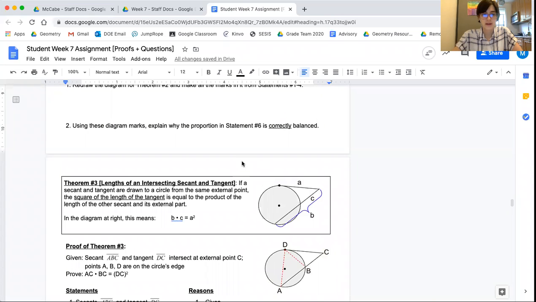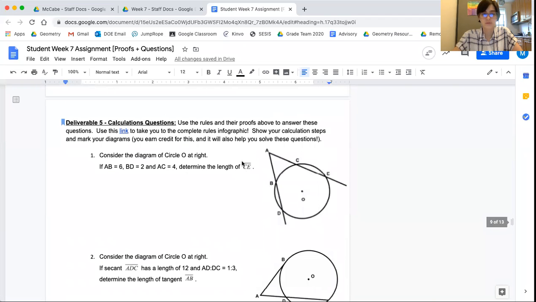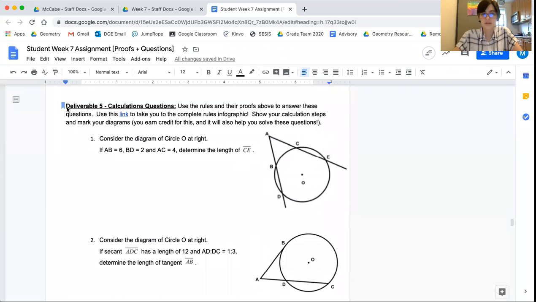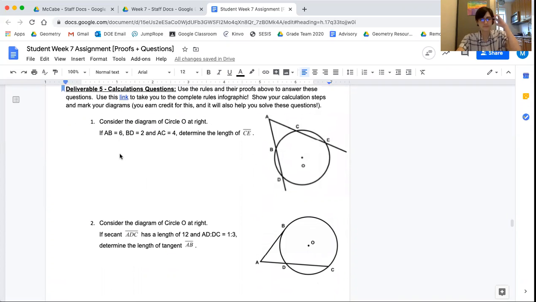Here we go. So here we are at Deliverable 5, calculation questions. You can hit this handy dandy bookmark right here to go back to all of the rules up in that big box at the top. And you guys are going to need to draw out these diagrams in order to mark them up and get full credit. So go ahead and draw this diagram for number 1, and then we'll go through it together.